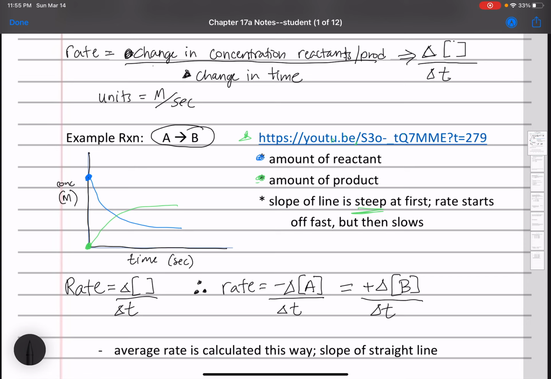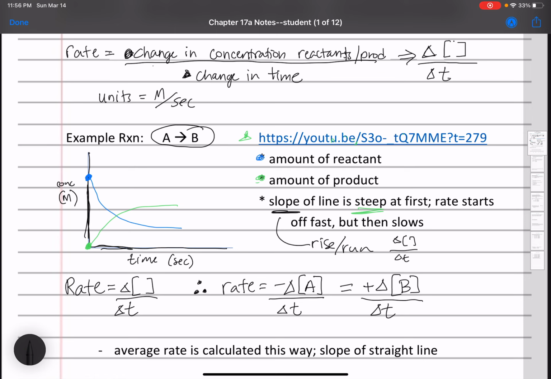Another way to think of this rate in terms of this graph is that the rate is actually the slope. And the slope is actually changing because this is a curve, it's not a straight line. But the slope of a straight line is rise over run. Rise over run. And the rise here is concentration, and the run is time. And what is rate but change in concentration over change in time?